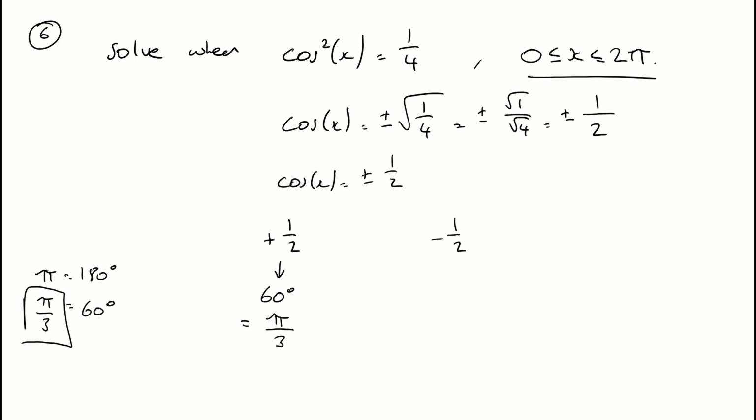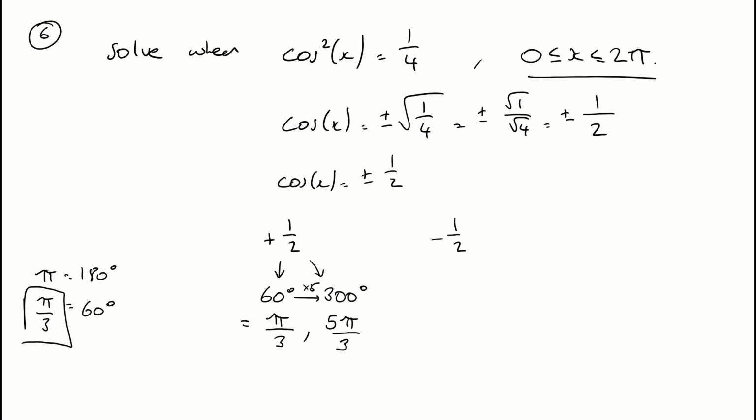The other angle that's going to give me positive a half would be my 300 degree angle. Now, how many of those pi on 3 portions do I need to get to 300? Well, I'm going to need 5 of those pi on 3 portions to get to 300. So the other solution would be 5 lots of those pi on 3s, 5 lots of that 60 degrees.